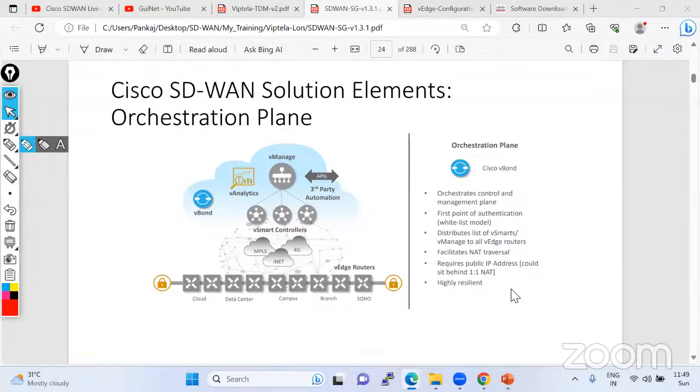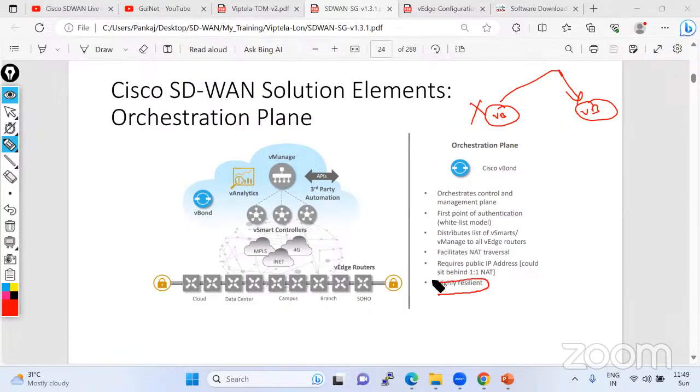Sure. It's highly resilient. Why is it highly resilient? In an actual production environment, you require 2 vBonds, right? Why 2 vBonds? Because if one somehow fails, you require the resiliency. So you always require high resilience.